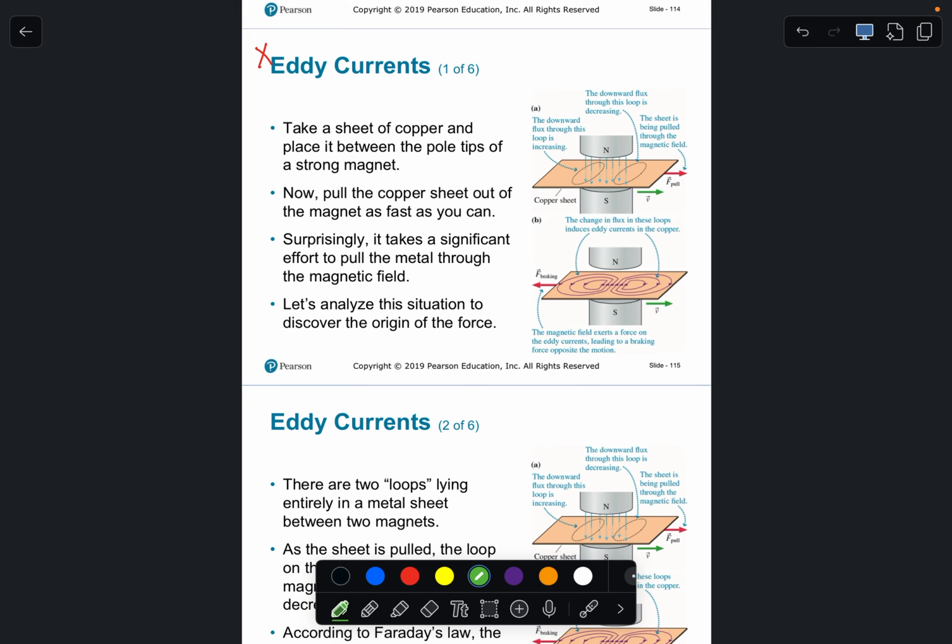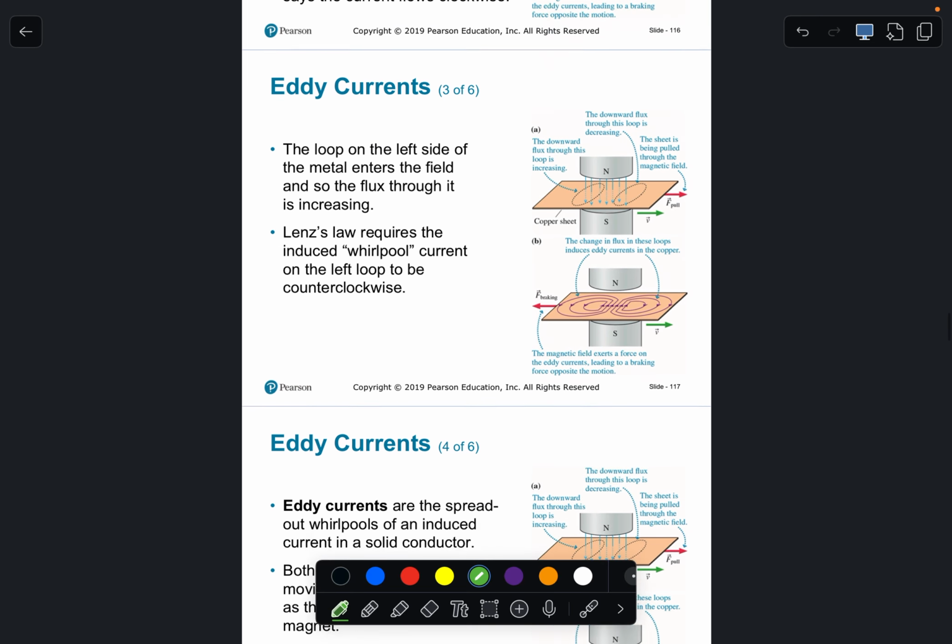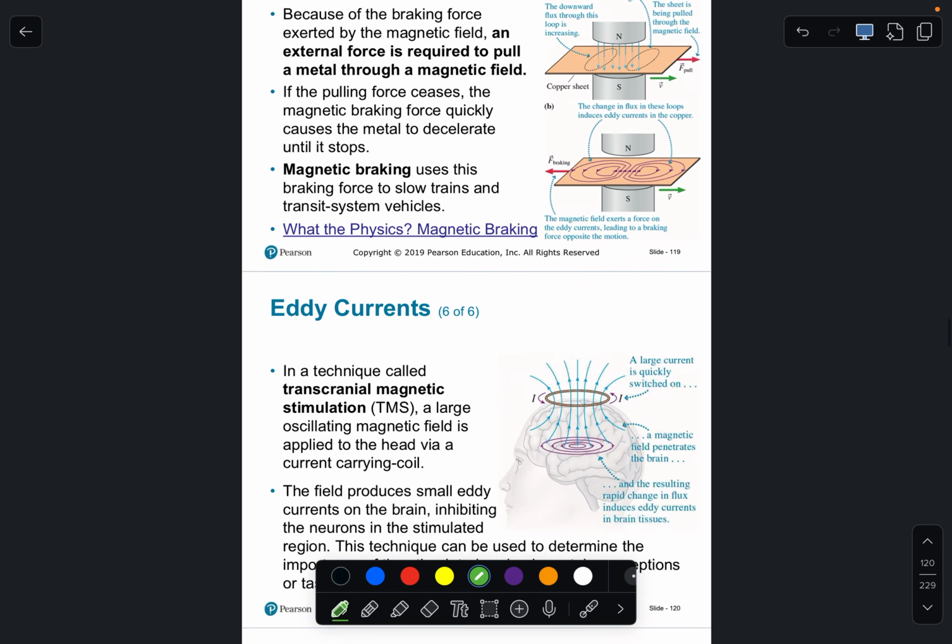So that induced current, if it's a current inside of a metal, it's called an eddy current. Eddy currents are just induced currents that we've already been working with and calculating, but when it exists in the metal, it is called an eddy current. I'm not going to have any problems related specifically to eddy currents. You're just going to be finding the current like you've been doing already, okay? But there are some interesting applications, and here's one I wanted to talk about.